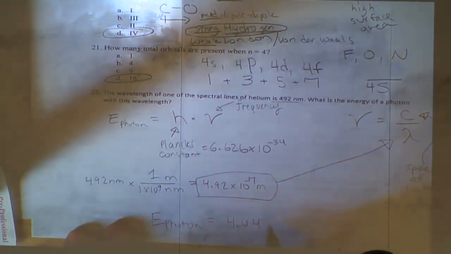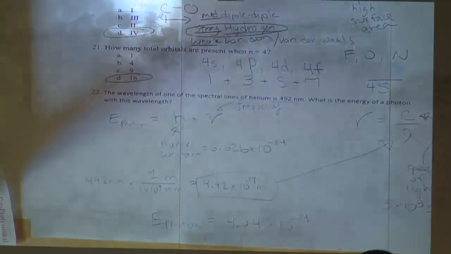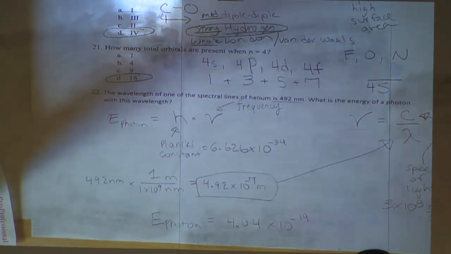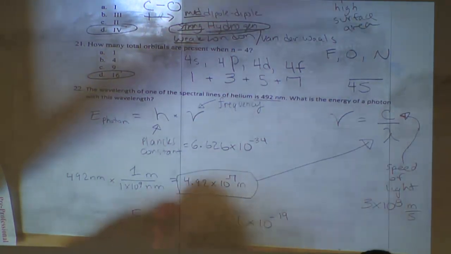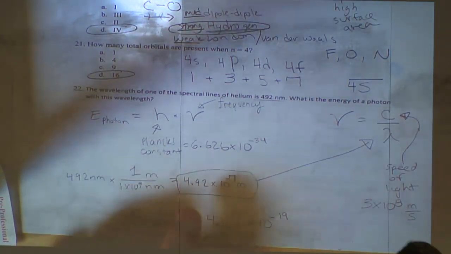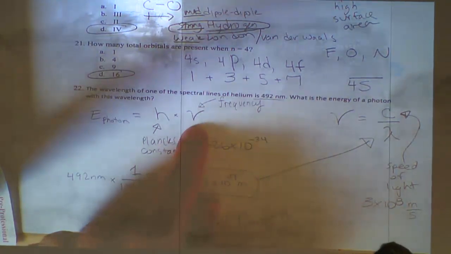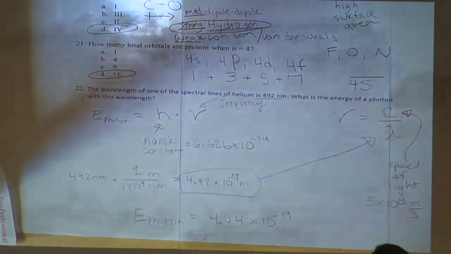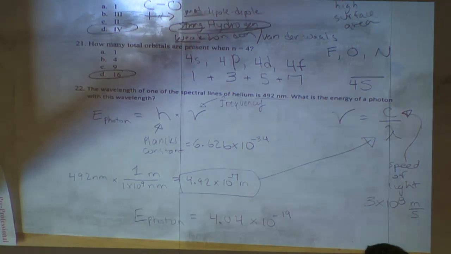4.04? To the negative what? Awesome. Sweet, so then we've got an answer there. So that's a general pathway. The most important thing there, other than converting nanometers to meters, is knowing the relationship between V and lambda. So frequency and lambda, you just got to know that they're kind of inverses of each other.